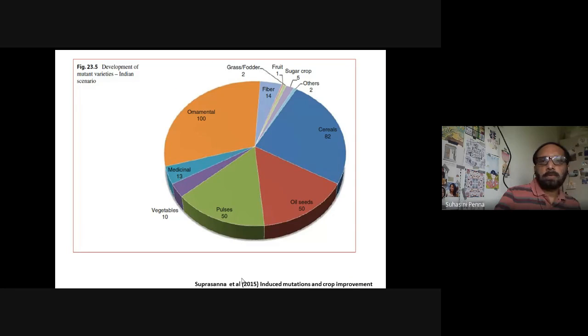So in the Indian scenario, if you see, ornamentals occupy a major portion of it, and we had very dedicated scientists who spent their lifetime working on ornamentals. For example, Dr. S.K. Datta, who did pioneering work when he was in NBRI Lucknow. He did a lot of work on ornamentals, particularly chrysanthemum. So that is how we have a large number of ornamental mutant varieties. We have cereals, oilseeds, pulses, and so on.